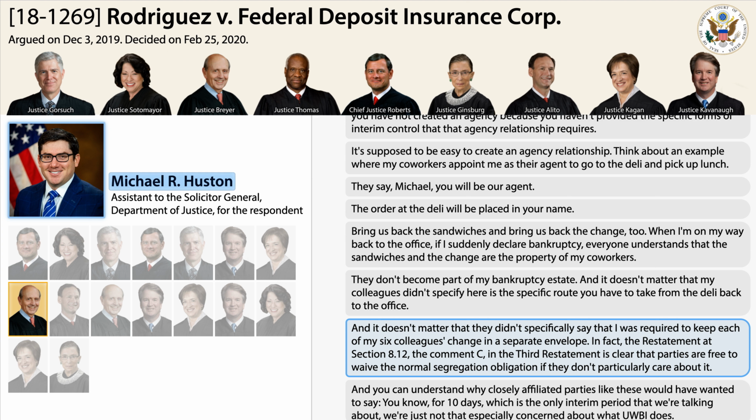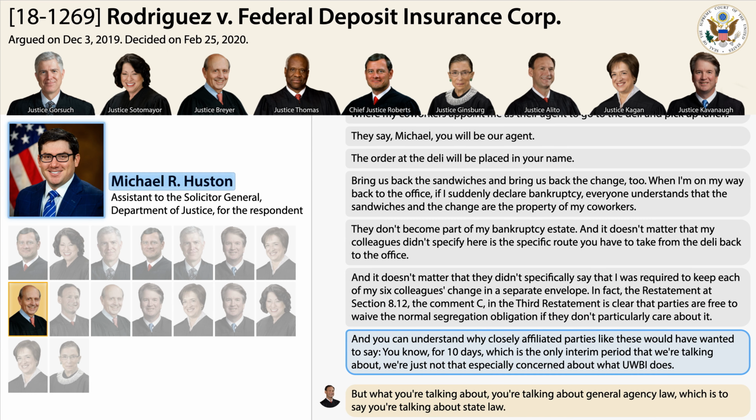In fact, the Restatement at Section 8.12, comment c, in the Third Restatement is clear that parties are free to waive the normal segregation obligation if they don't particularly care about it. And you can understand why closely affiliated parties like these would have wanted to say, for 10 days, which is the only interim period that we're talking about, we're just not that especially concerned about what UWBI does.